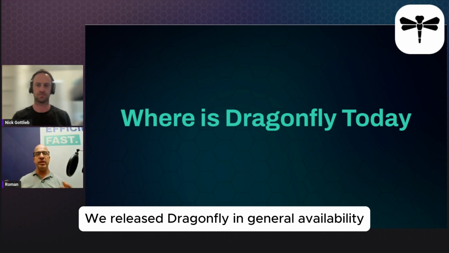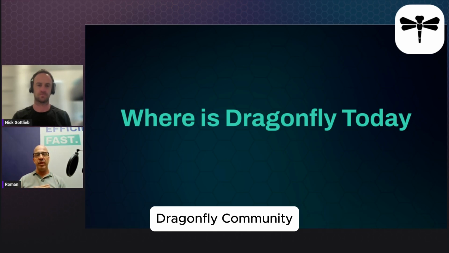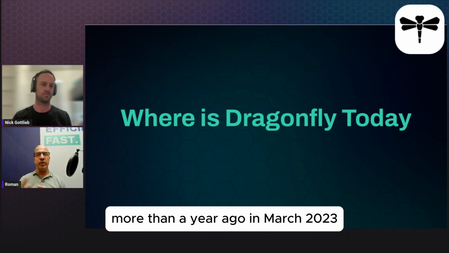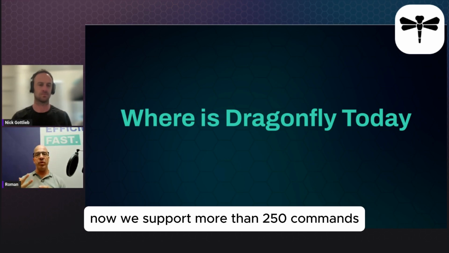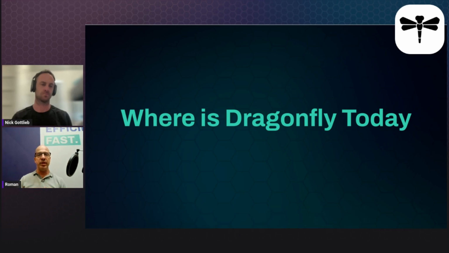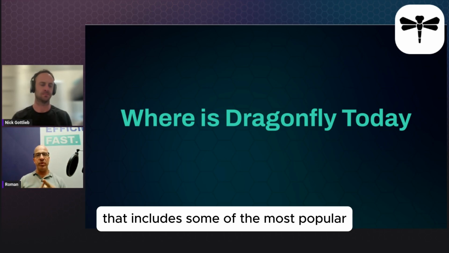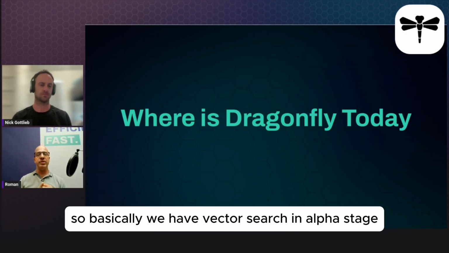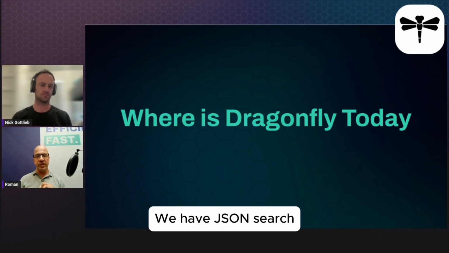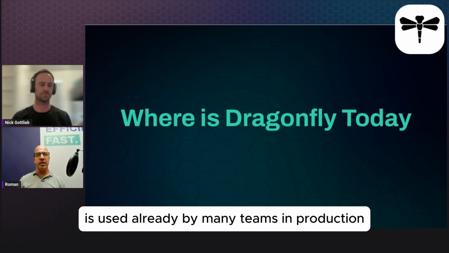Well, we released Dragonfly Community in general availability more than a year ago, in March 2023. Since then, we worked on adding more commands. Now we support more than 250 commands. That includes some of the most popular Redis modules as well. So basically, we have vector search in alpha stage. We have JSON search that is already used by many teams in production.